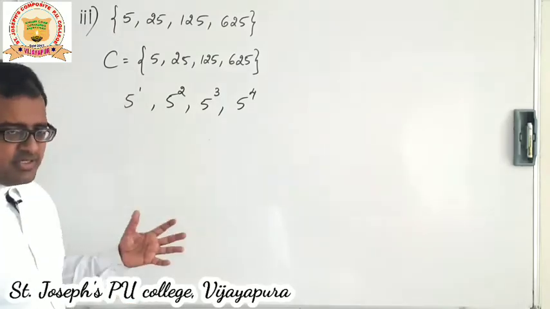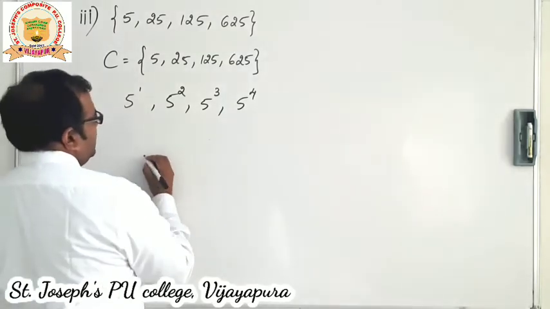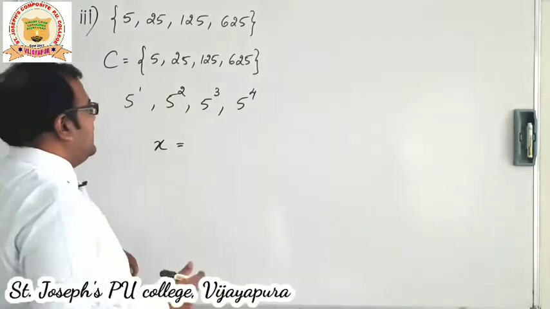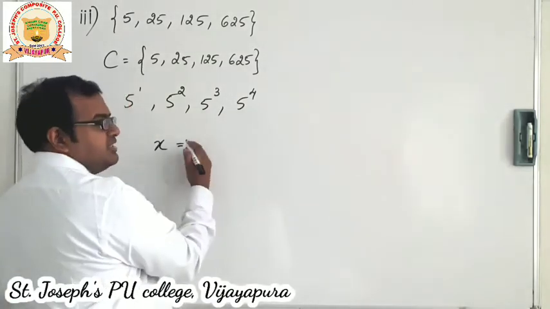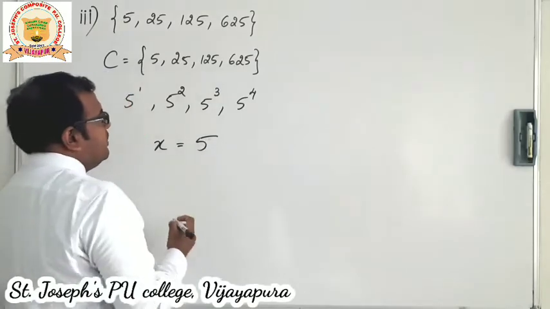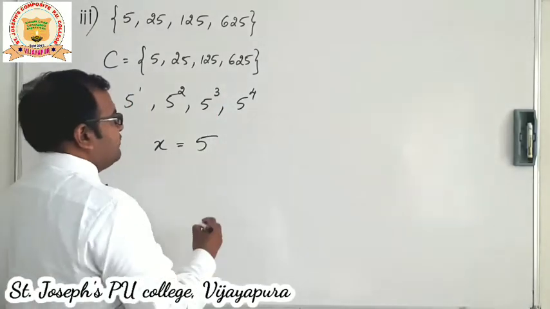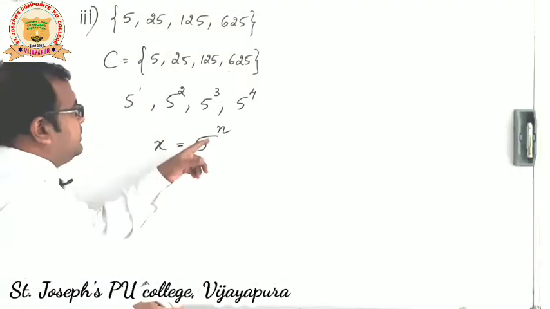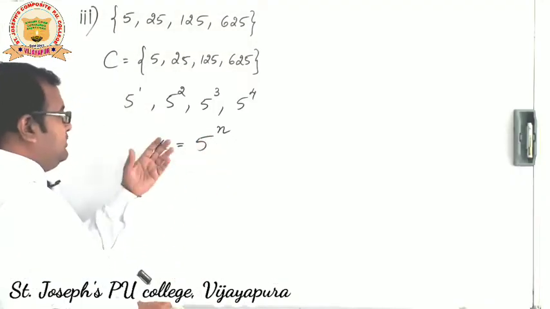Okay, let's continue now. If x is an element which belongs to C, then it should be of the form 5 to the power something. What is constant? The base, that is 5. What about the power? It's changing. So if anything is changing, I'll take a variable. I take n here because it's a natural number. You can take any other variable.